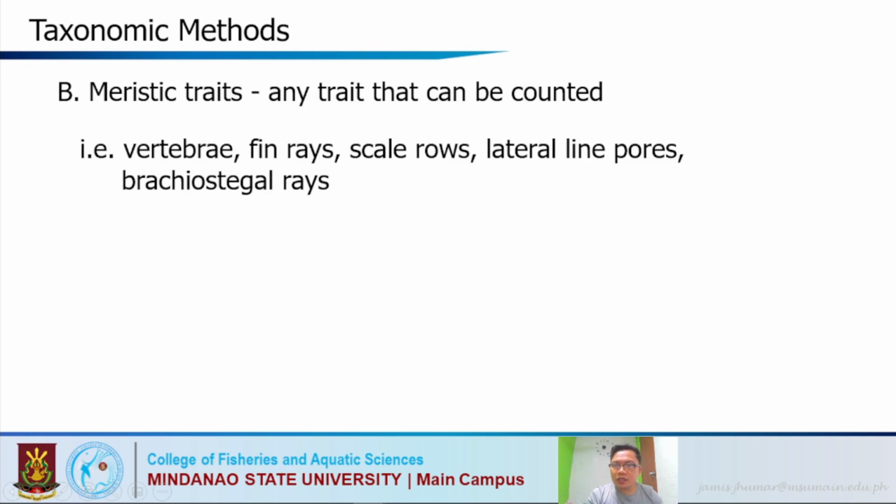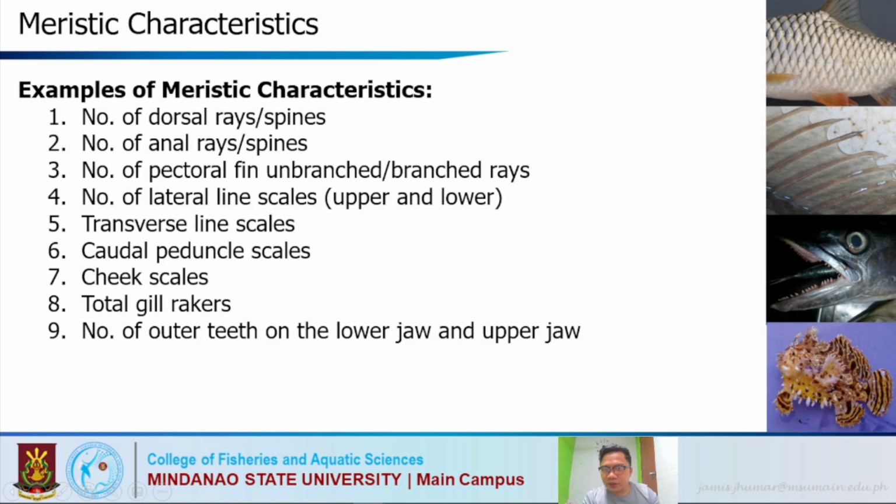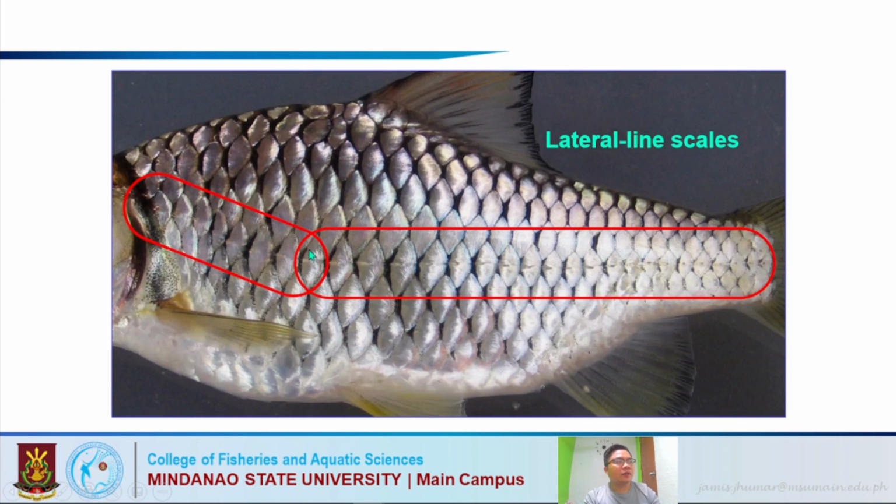All right, so the next one is the meristic trait, any trait that can be counted, including the number of vertebrae, fin rays, scale rows, lateral line pores, branchiostegal rays. So basically, examples of those are these. And part of which are to be included in your laboratory activity. And then this is an example of counting the lateral line scales. That's why I am advising everyone to have a group of Neopterygii fish as a sample specimen for your laboratory activity.